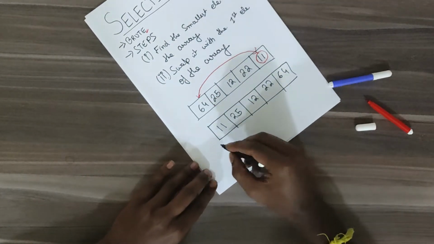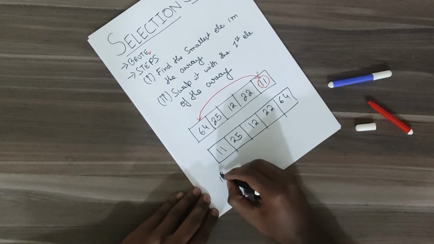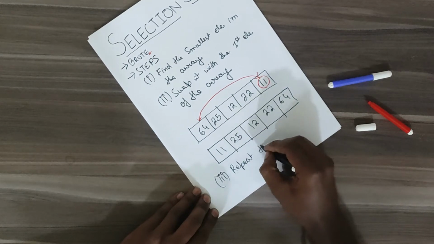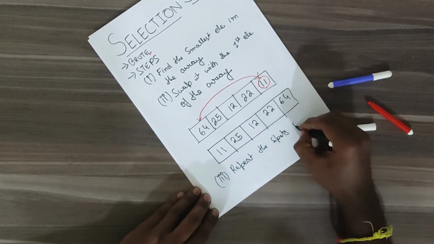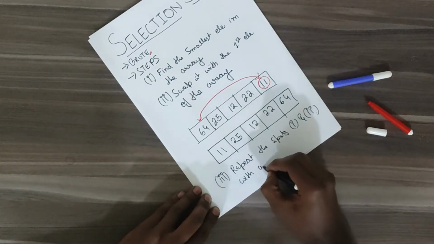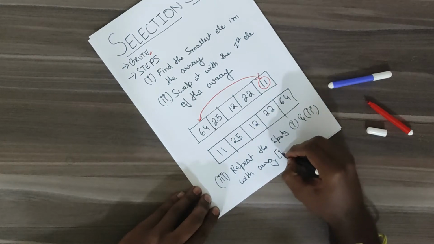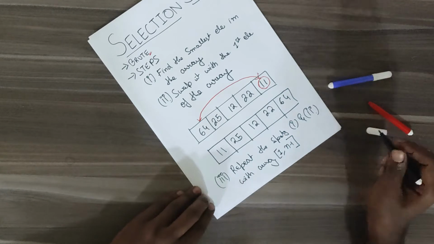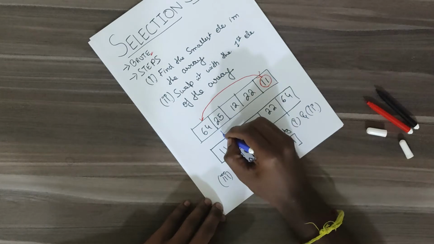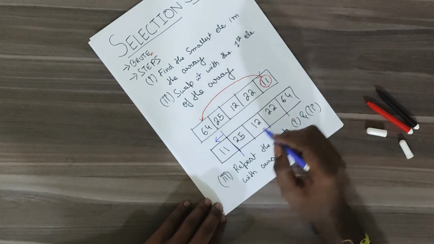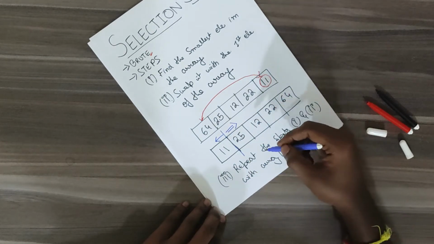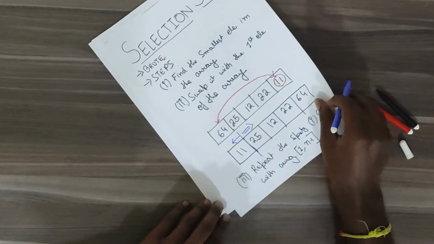Now followed by this we have a third step. In the third step we have to repeat steps 1 and 2 with the array from the second element to the last element. So what it states is that after the first iteration the first element is sorted, and for all the elements after this first element, we have to repeat selection sort again. Now let's continue this example.